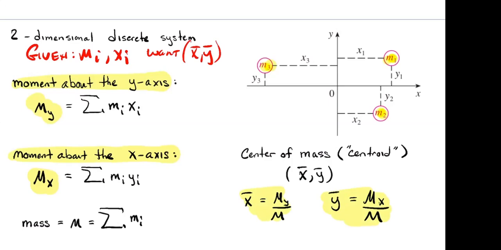So there's a little bit of something to get used to. Yeah, x bar is moment about the y, but that's because it balances in the x direction. Same for y bar. Nice. Here I didn't say it, but the total mass is what I'm denoting by m. It's just the sum of the mi's. So it's like two one-dimensional systems, one for x, one for y.